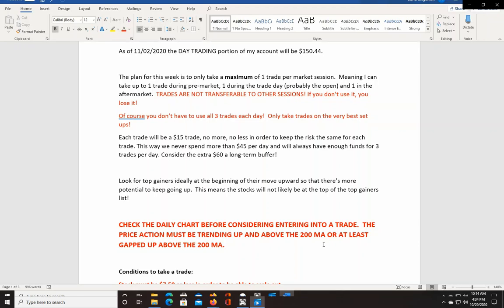So I kind of felt some urgency, like, okay, here's one that popped up on the aftermarket gainers, and it's moving. I got to get in before it passes me by, and I didn't take the time to check the daily chart, and I didn't even really think about it. I looked at a bunch of other stuff. I looked at some other time frames.